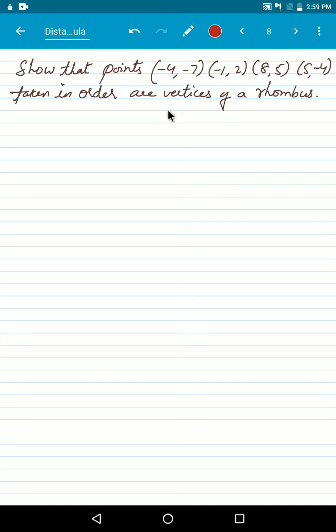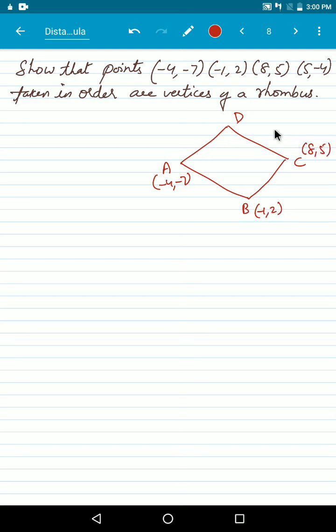and they should be taken in order. Let us draw a small diagram A, B, C and D. See, this is the order A, B, C, D. You cannot take A here, B here, C here, D here. No, in order A, B, C, D, either clockwise or anti-clockwise. So A is -4, -7, B is -1, 2, and C is 8, 5, and D is 5, -4. Let us find AB first.